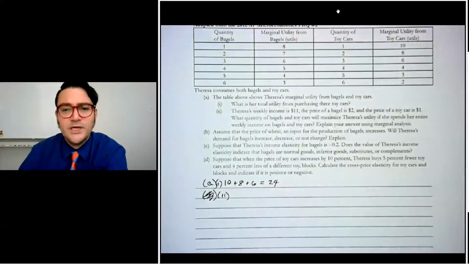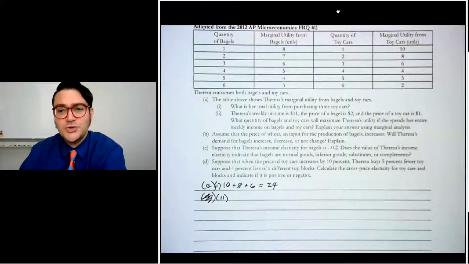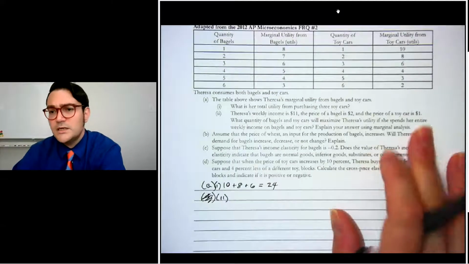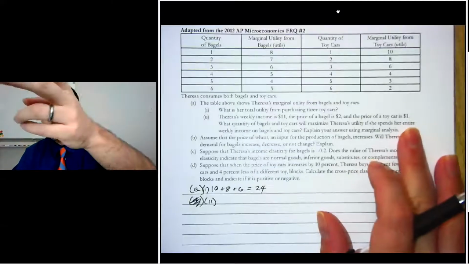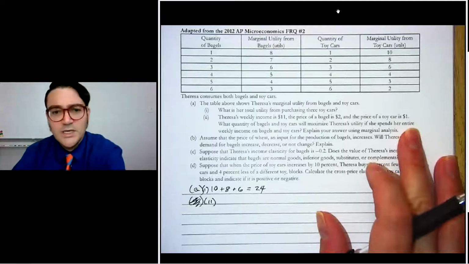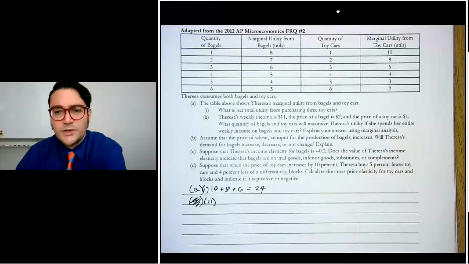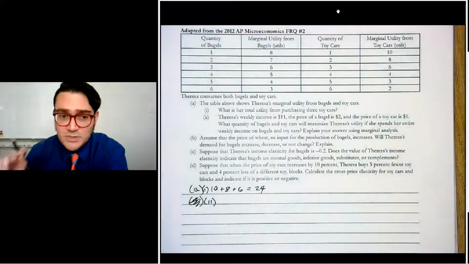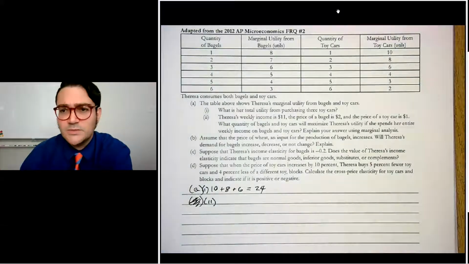Teresa's weekly income is 11. The price of a bagel is 2. The price of a car is 1. It's a little hard to see. Sorry, let me hit the zoom focus. What quantity of bagels and toy cars will maximize her utility if she spends it all? Use marginal analysis. So you have to explain this, which means you have to make some reference to some numbers.